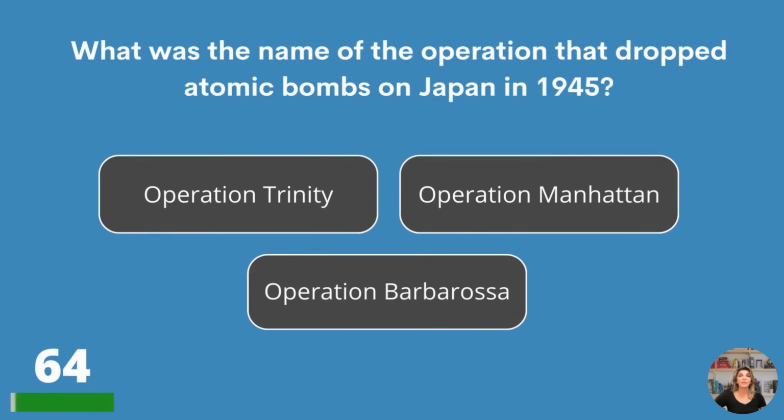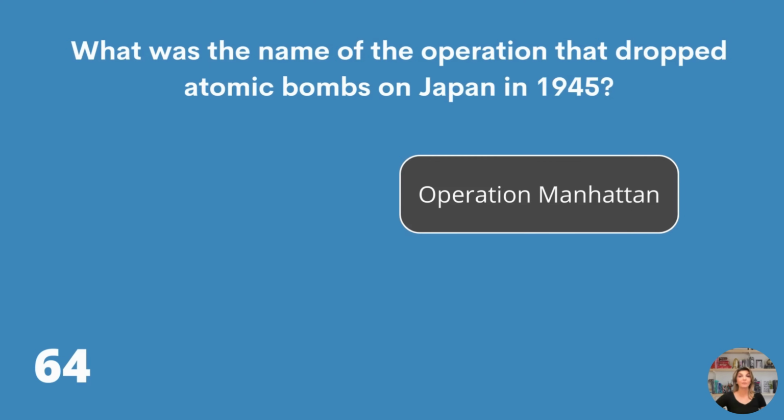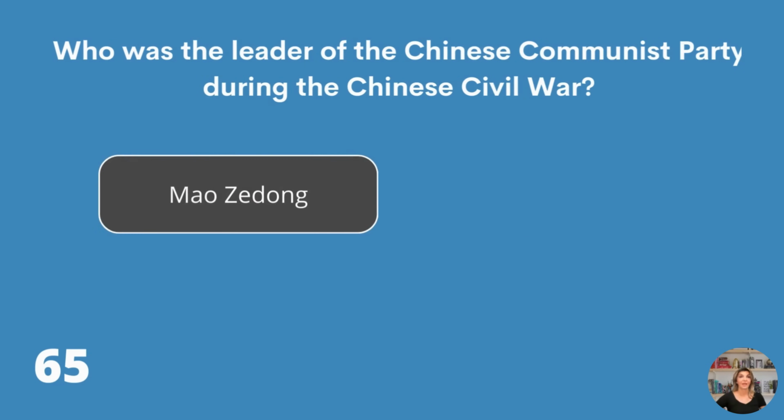What was the name of the operation that dropped atomic bombs on Japan in 1945? Operation Trinity, Operation Manhattan, or Operation Barbarossa? Operation Manhattan. Who was the leader of the Chinese Communist Party during the Chinese Civil War? Mao Zedong, Zhou Enlai, or Sun Yat-sen? Mao Zedong.